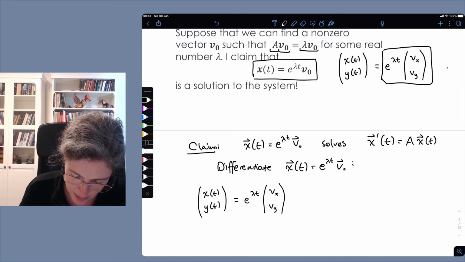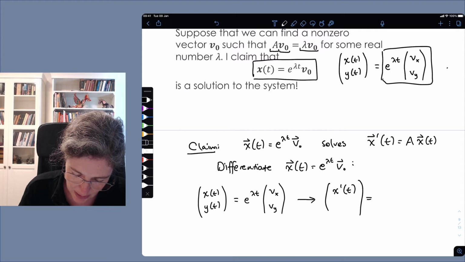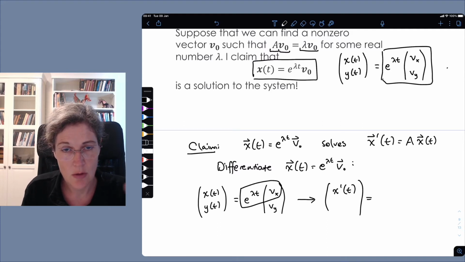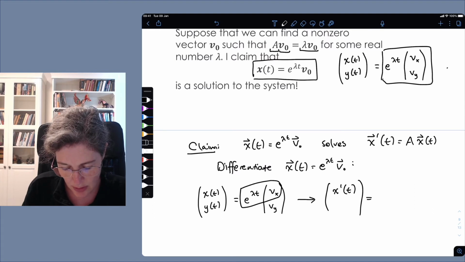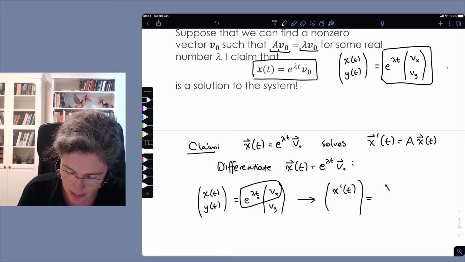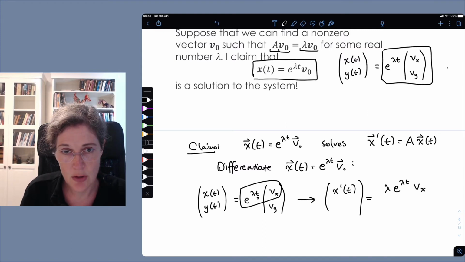So I'm going to differentiate it term by term, so I'm going to get x prime of t. That component is going to be the derivative of whatever this is. Now we know that our eigenvector is a constant, so that's not changing. So the only t component that I have here is in here. So I'm only really differentiating e to the lambda t. And we know that the derivative of e to the lambda t is just going to be lambda e to the lambda t, and then we've got to have this times the x component of our eigenvector.